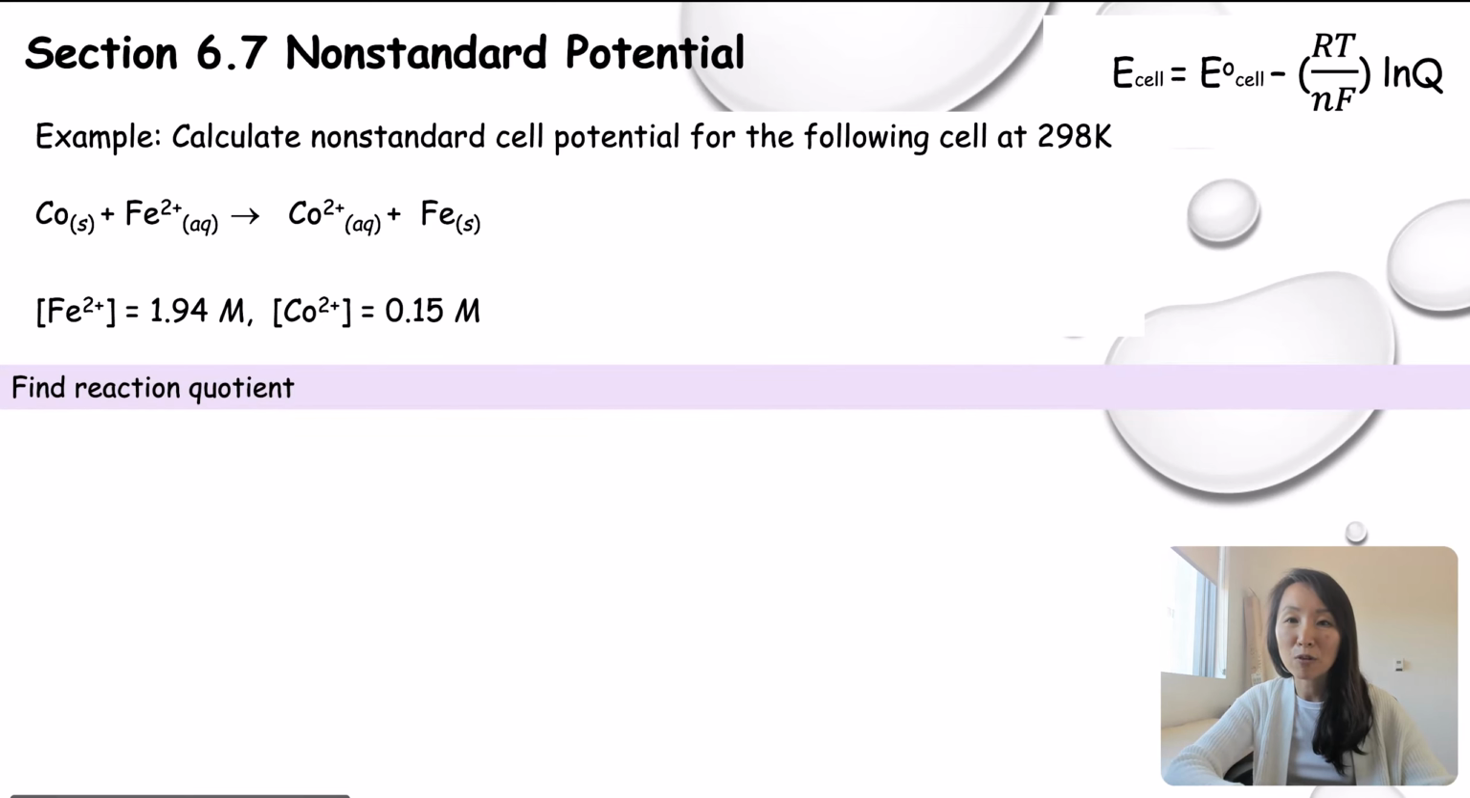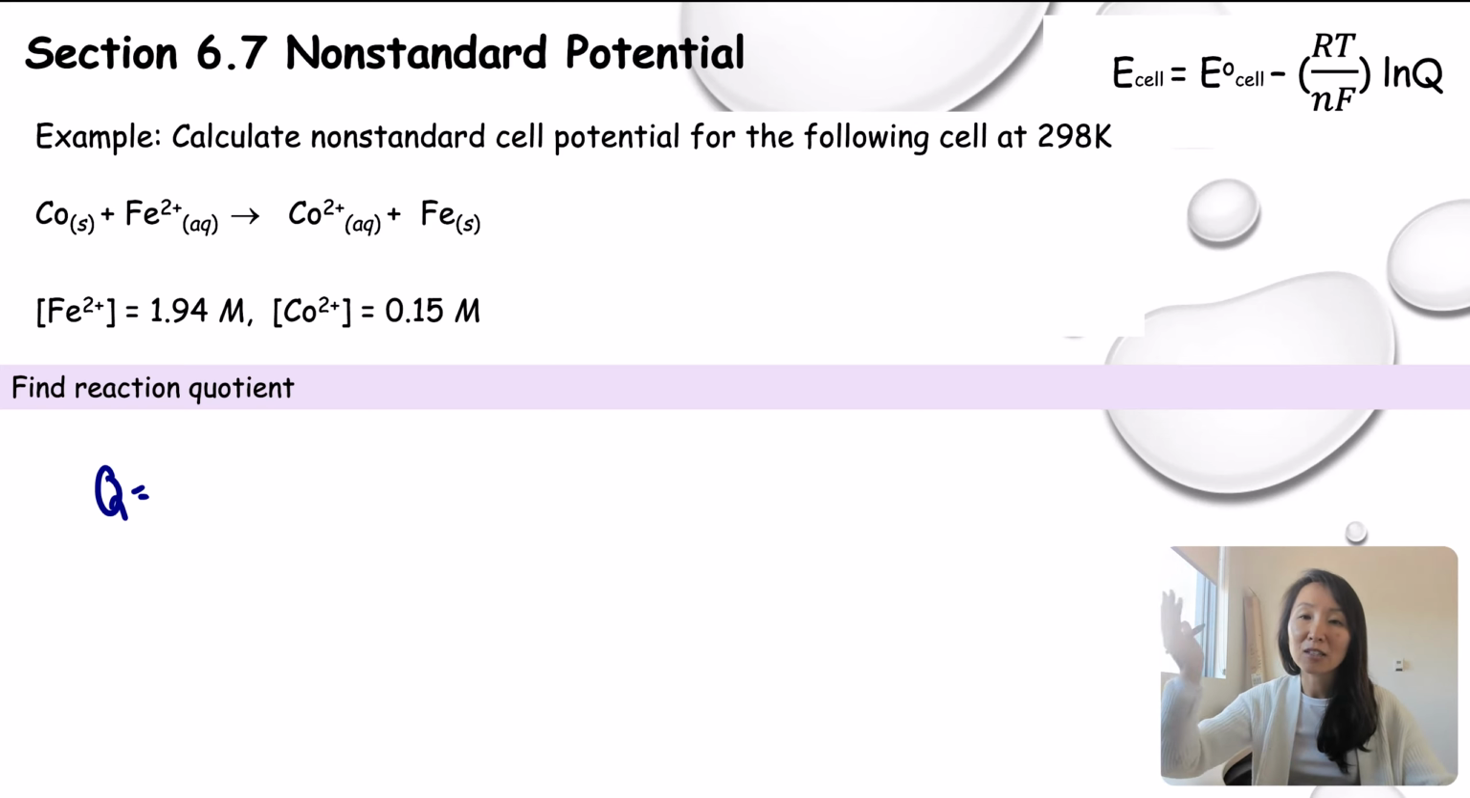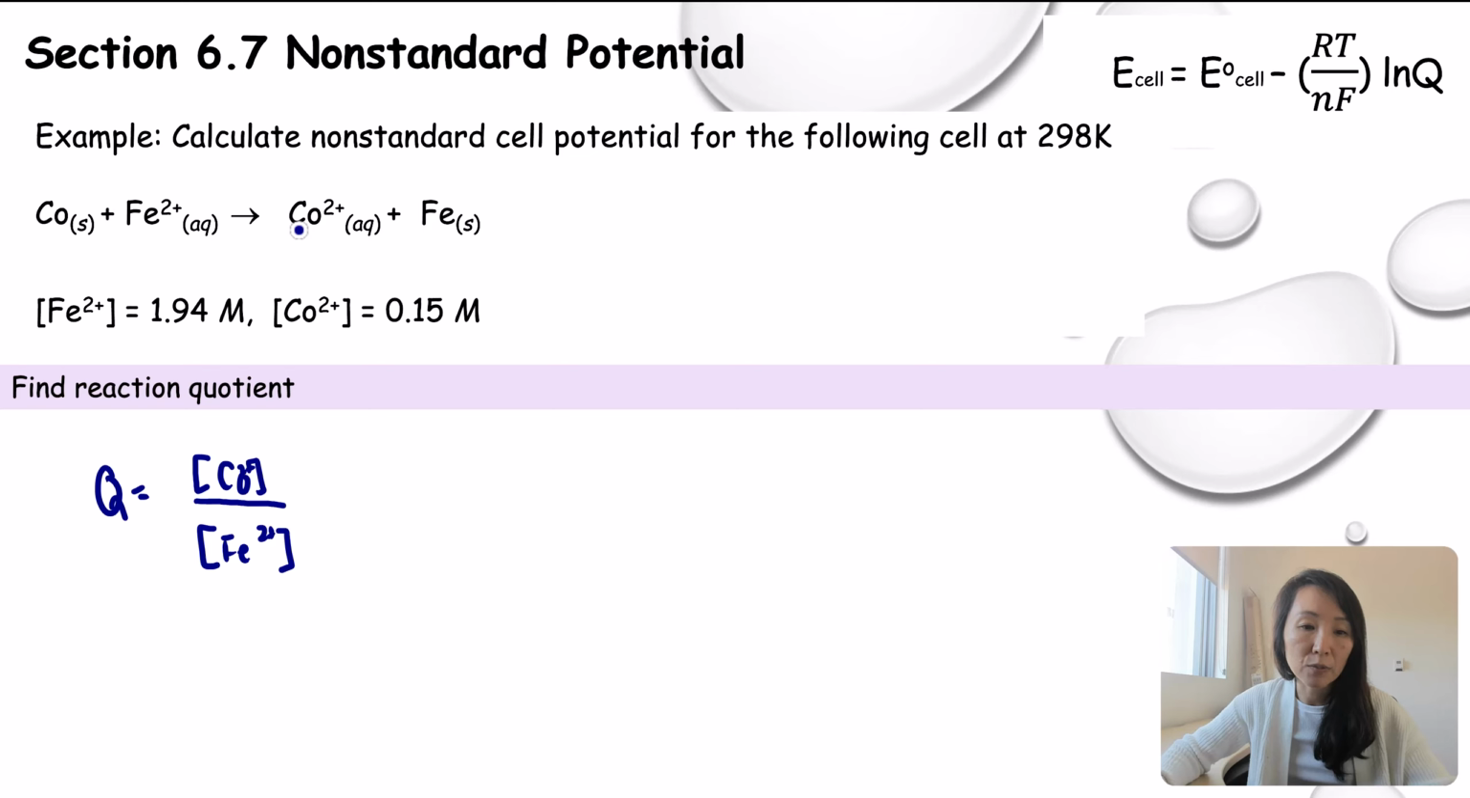Find the reaction quotient. If you recall from a while ago, it's the products divided by the reactants, and you also need to incorporate the coefficients. These are all balanced by mass and by charge, so we don't need to indicate any exponents. But for the products, we do need to indicate that it is cobalt 2+ all over the iron 2+.